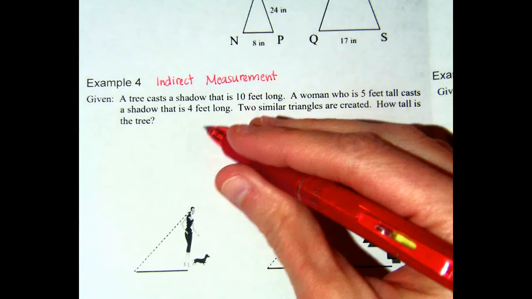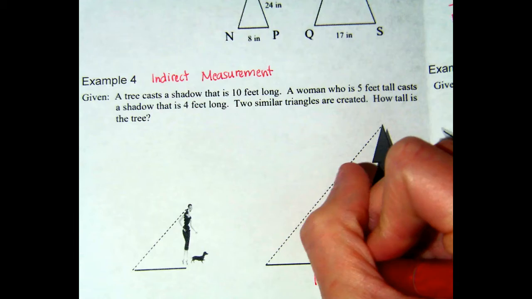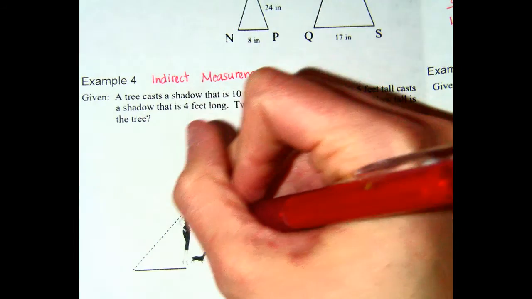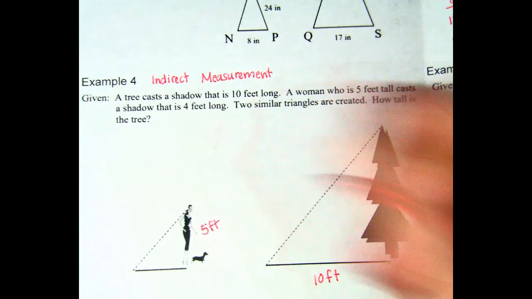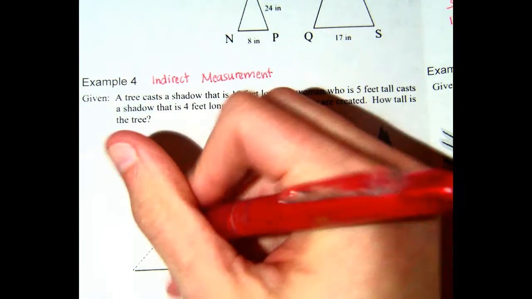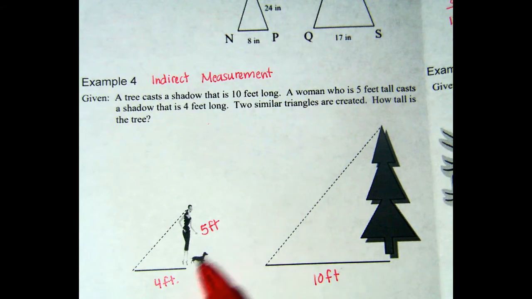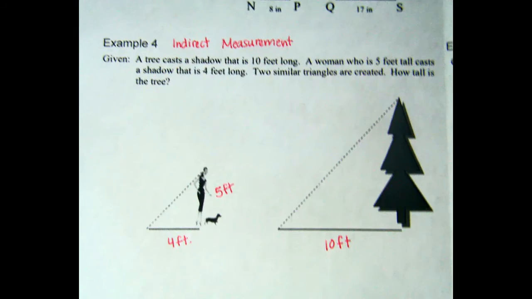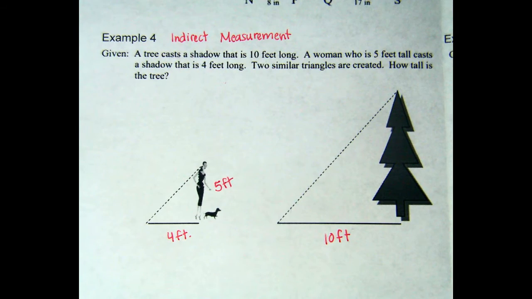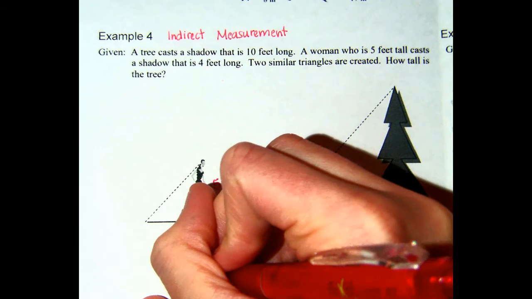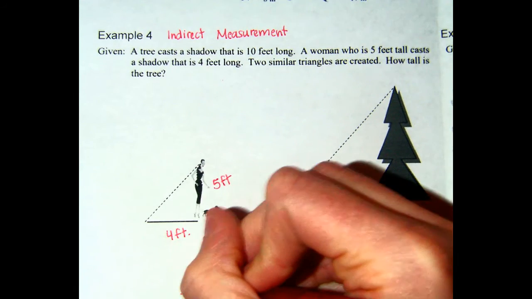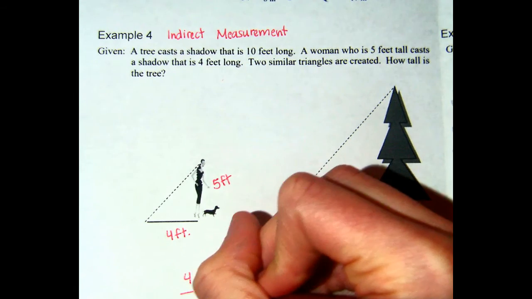Okay, so a tree casts a shadow that is 10 feet long. Here's the tree shadow, it's 10 feet. A woman is 5 feet tall. She casts a shadow that is 4 feet long. Here are the similar triangles. We have to find how tall the tree is. We're doing the same process. 4 over 10 equal to 5 over what we don't know.